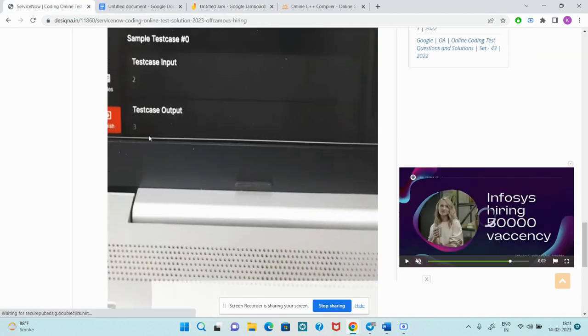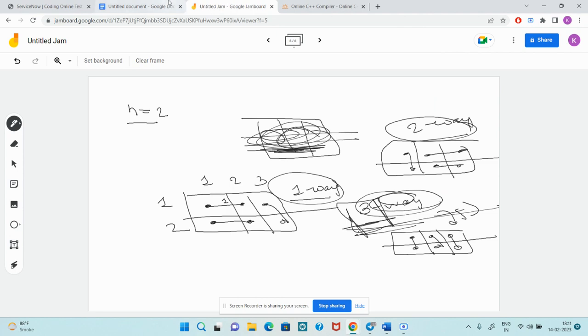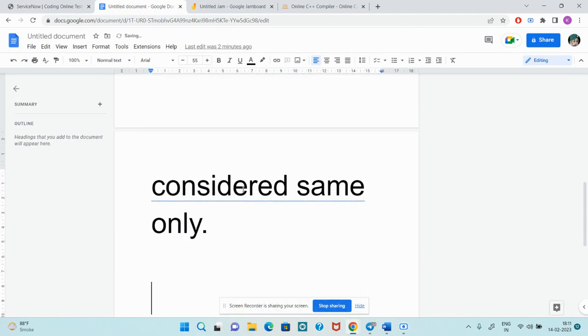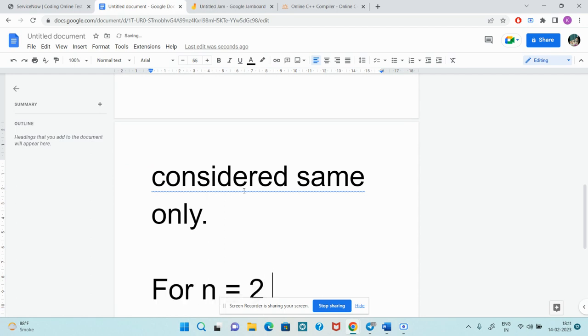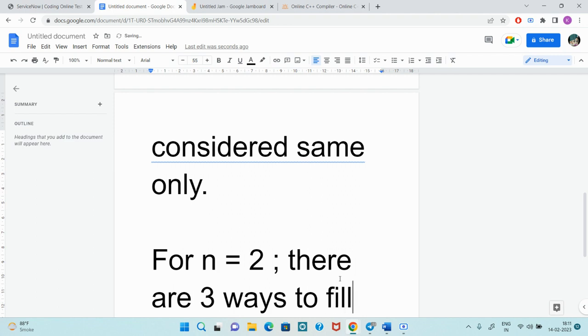Okay, for n equal to 2, the answer is 3. You can check here as well. For n equal to 2, the answer was 3. So this much is clear. Okay, let me write it in the notes. For n equal to 2, there are three ways to fill.